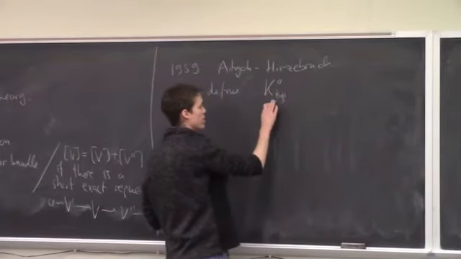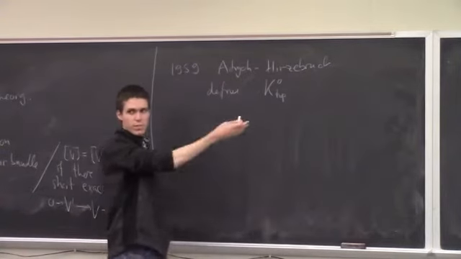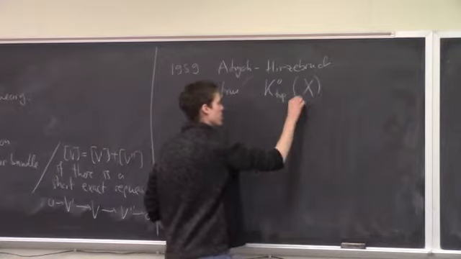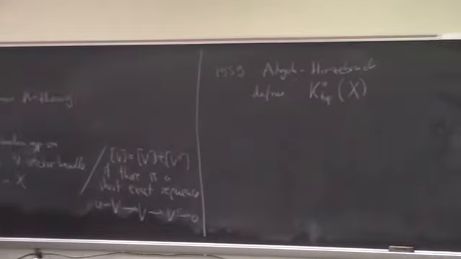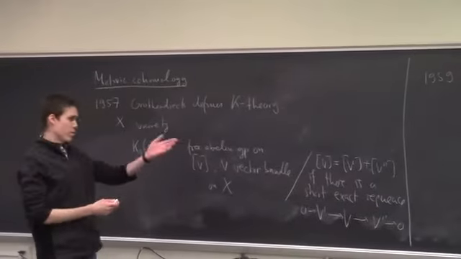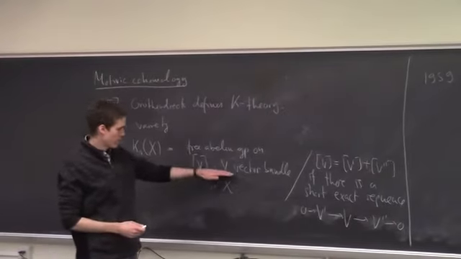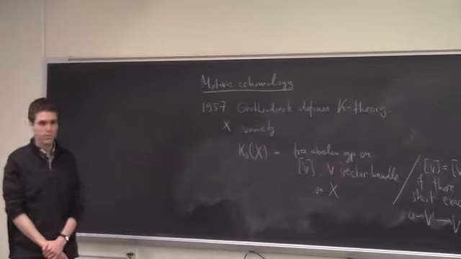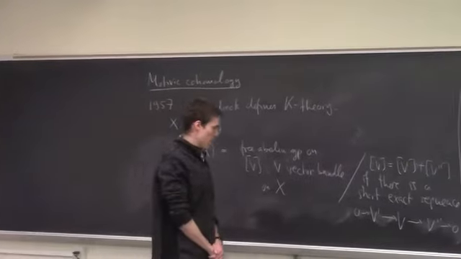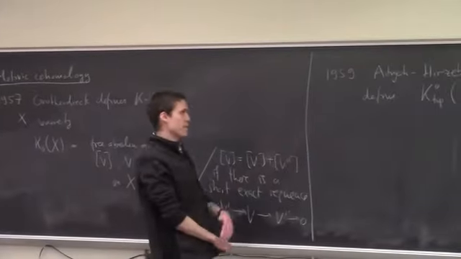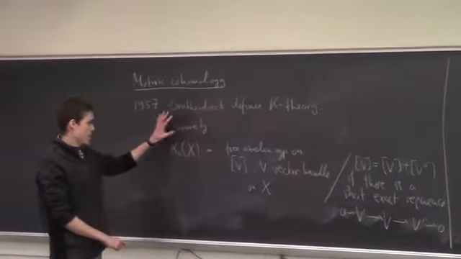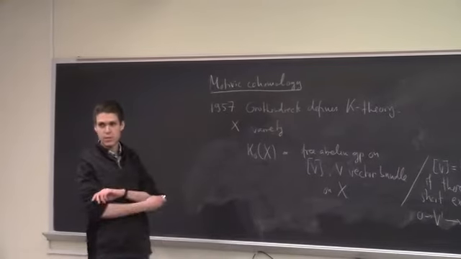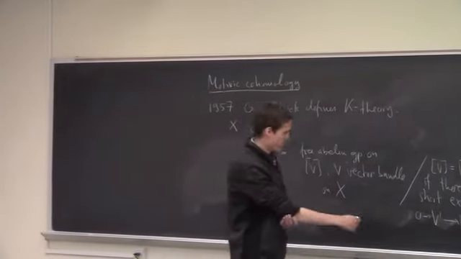They define K0. I'm going to write top here. This is not standard notation, but it's just to distinguish it from the algebraic one. So K0 top of X, where now X is a topological space. It's also a group defined in exactly the same way, where you look at complex vector bundles on the space. The reason that they did this is because they actually got a Riemann-Roch theorem for differentiable manifolds using this.